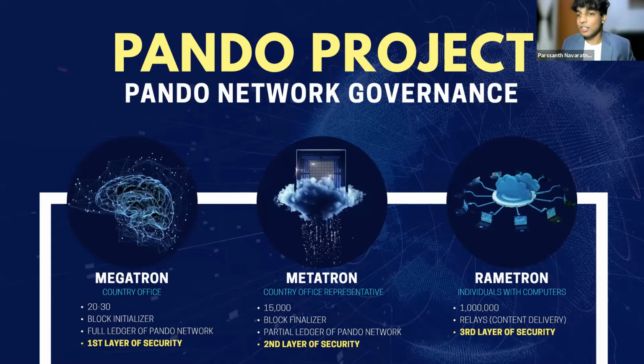That's why we decentralize. That's how we decentralize, because the Megatron here holds the full ledger, and the Metatron here holds a partial ledger, and we will have 15,000 worldwide, and it is the second layer of security. Now, the Megatron and Metatron here is what is decentralizing, right? It's creating the blockchain for us to decentralize the entire video streaming industry. And how we're decentralizing the entire video streaming industry is with the Ramatron, right?